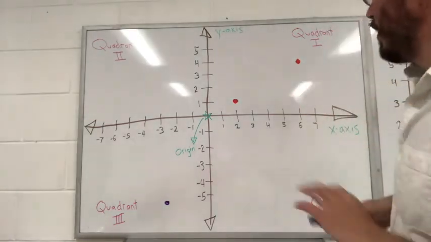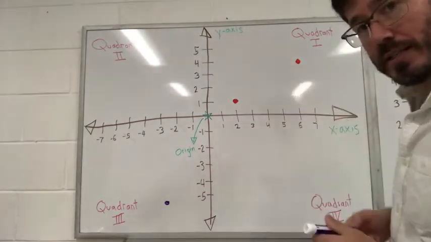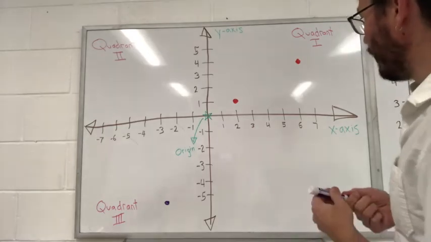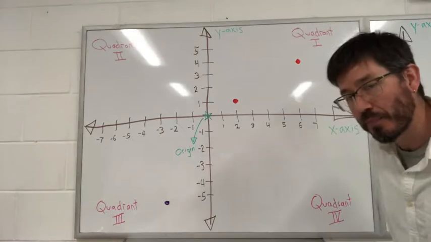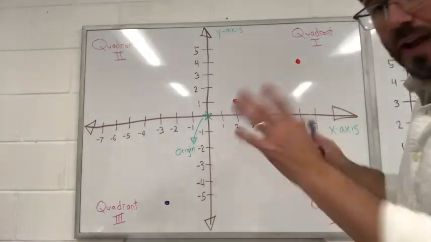What we're going to do right now is we're going to take these 2 coordinates, all right? We're going to take these 2 coordinates and we're going to find the distance between them, okay? So I've already plotted them. I've already graphed them, okay?